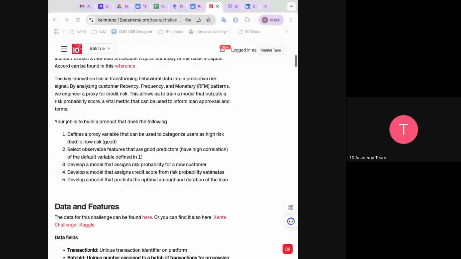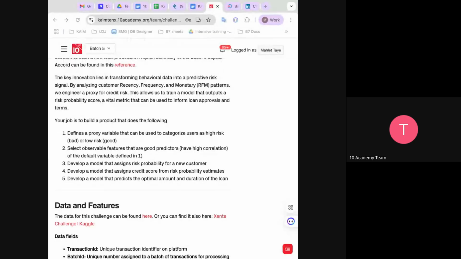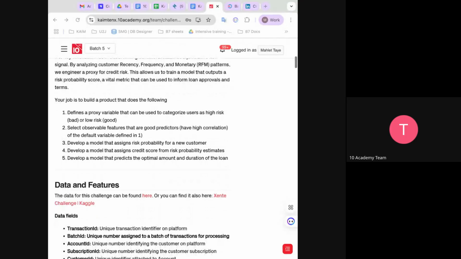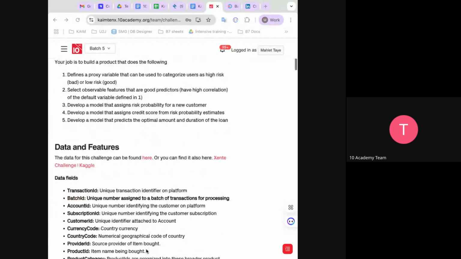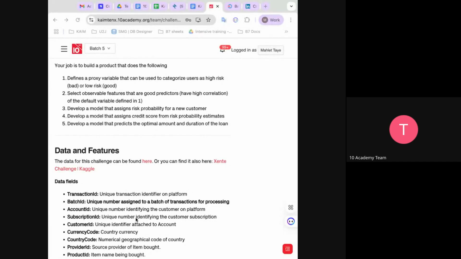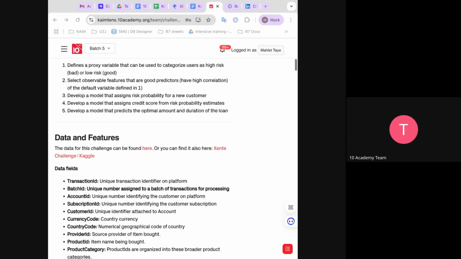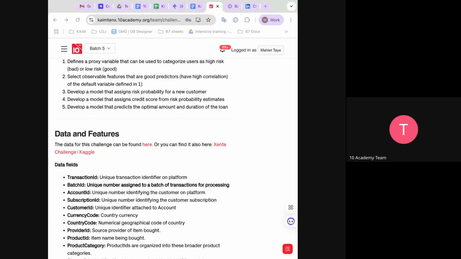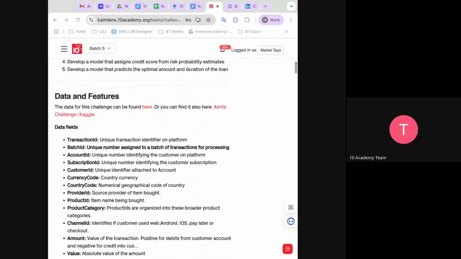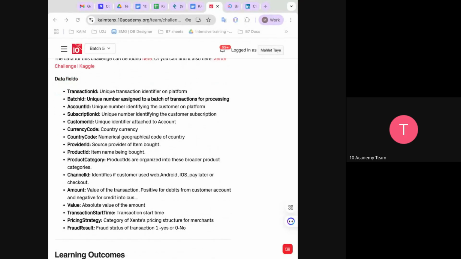So for this week specifically, we have data from the Kaggle Xente challenge, and you have also found it here in the drive. The data has these fields, which can tell you everything about the data: the subscription ID, the customer ID that they bought, the currency code that they have spent, the provider. Since this is behavioral data, you wouldn't find whether the customer has paid their credit loan or their repayment. So we need to model that in this specific challenge.